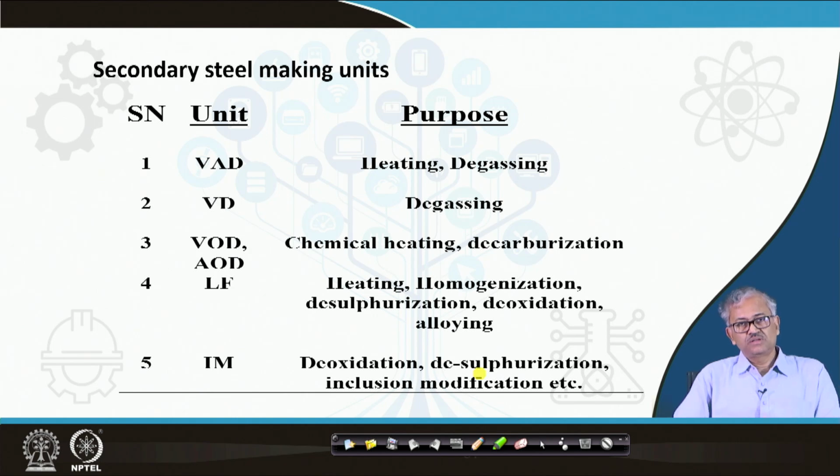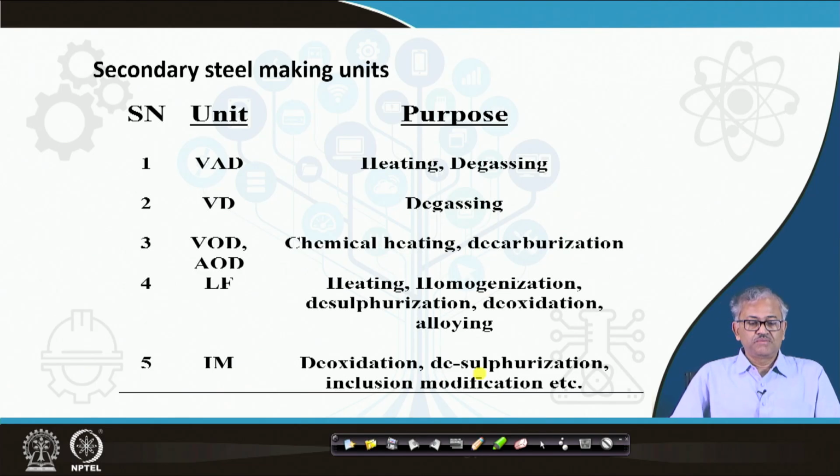And another unit, which I will come to later on also, is called the RH degasser. That is also a very versatile unit, where you can do deep deoxidation, decarburization, synthetic slag treatment and degassing, because it is equipped with vacuum, whereas LF is not equipped with vacuum. So you can do degassing, desulfurization, deoxidation and alloying very effectively. Especially, RH is used for making microalloyed steel, or for deep deoxidation and deep desulfurization.